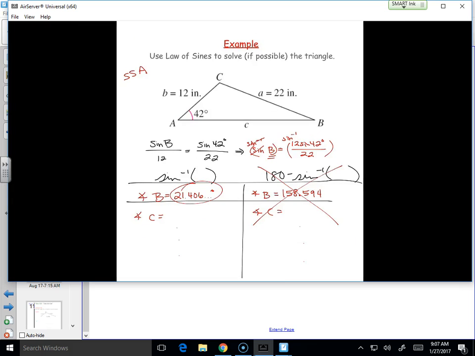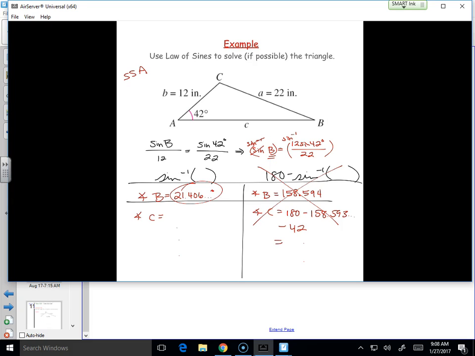Wait, hold on. Some people are probably a little bit confused. Why were we able to cross this out? What would C end up equaling for the right-hand side if you tried to find it? You would do 180 minus 158.593, remember no rounding, minus 42 degrees, because isn't that a given that must be true? Minus 42 degrees, you end up getting what kind of angle?